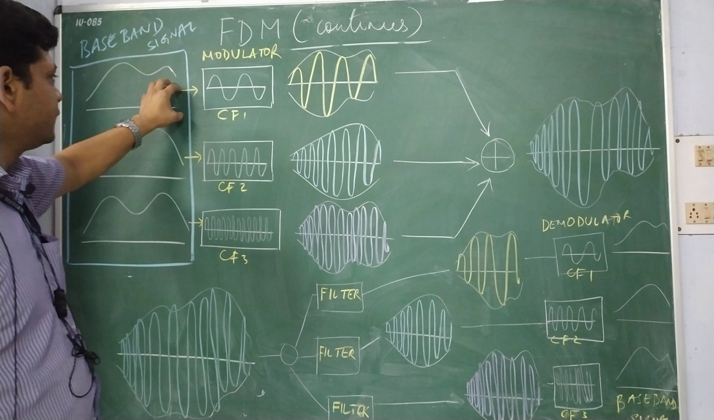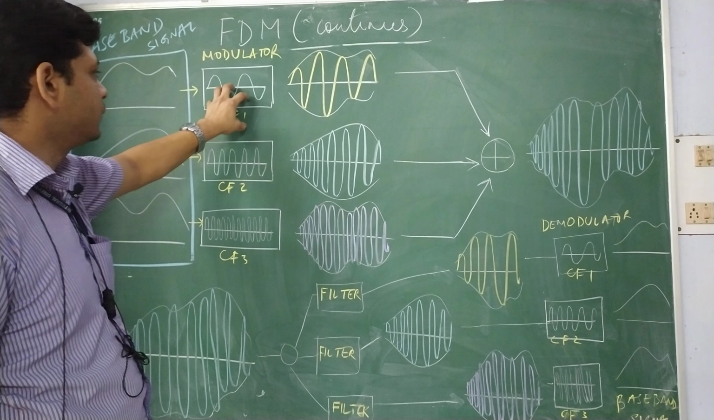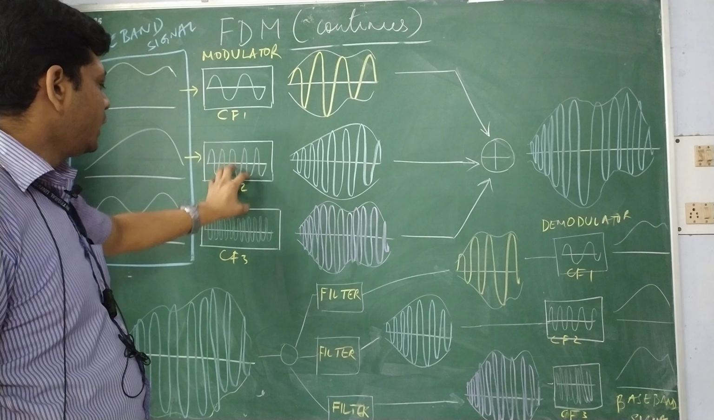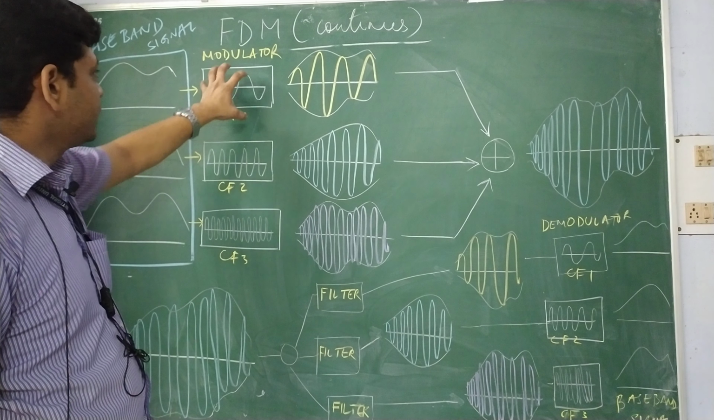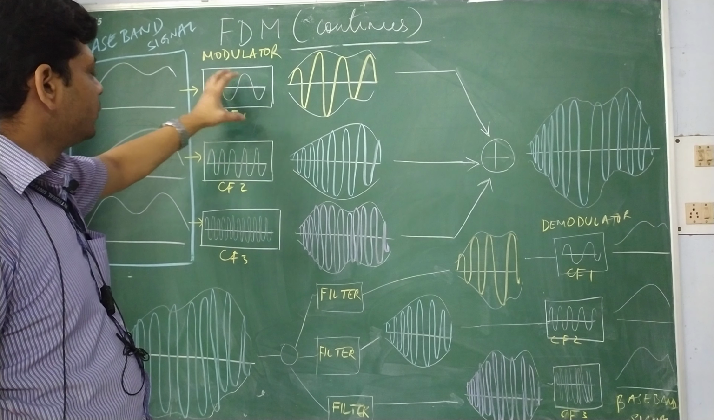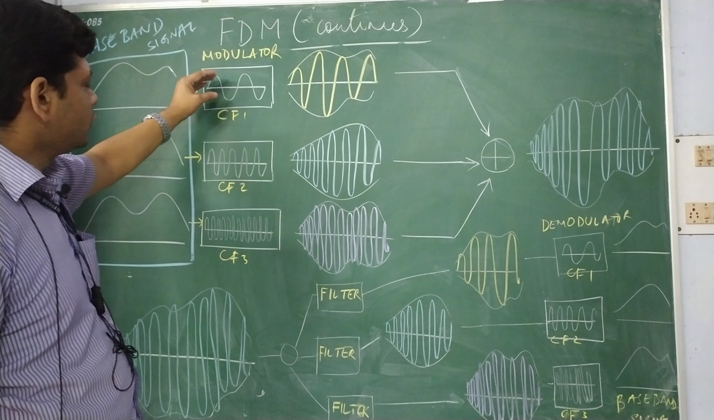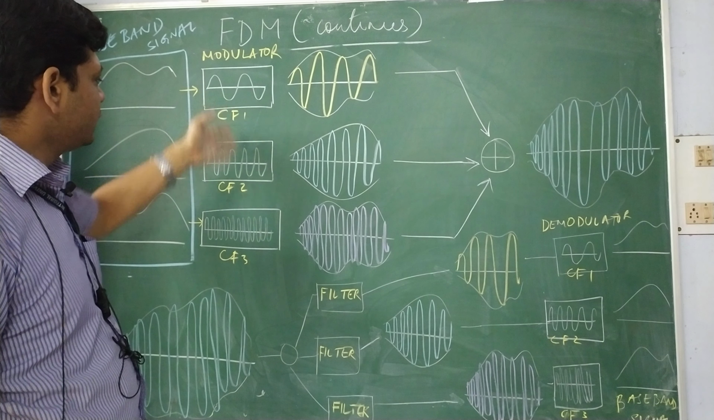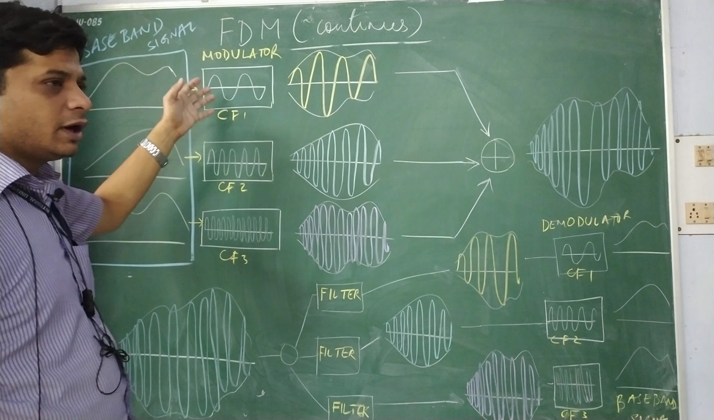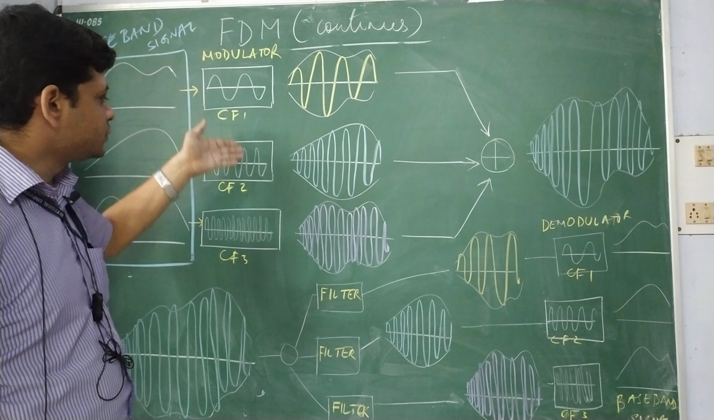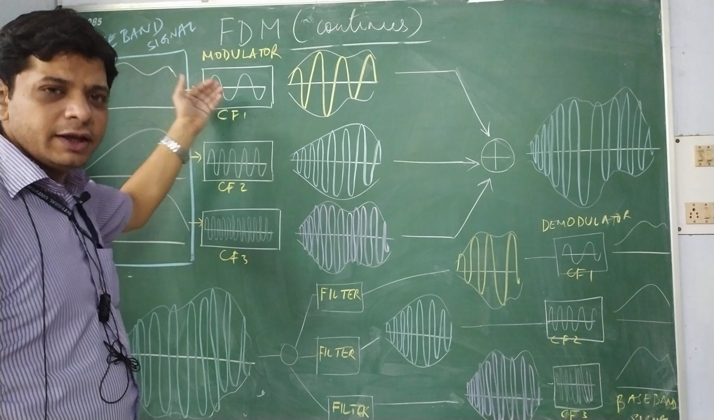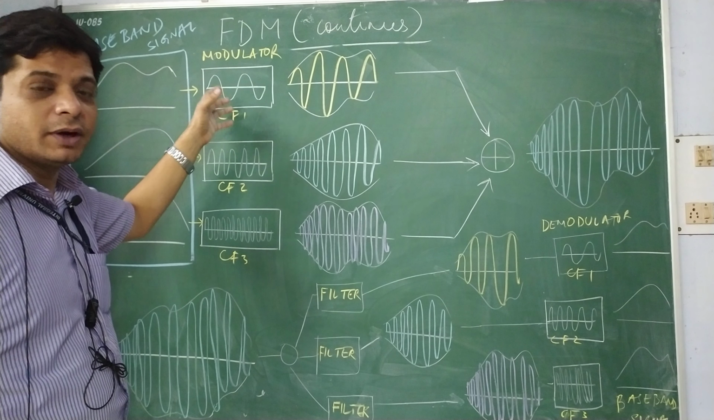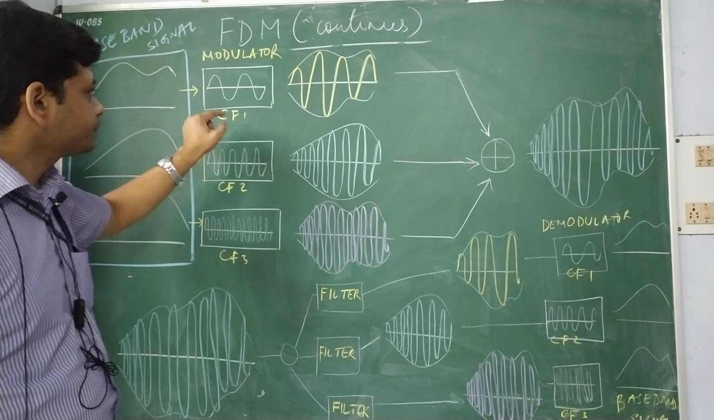Accordingly, for each and every signal we have a carrier frequency 1, carrier frequency 2 and carrier frequency 3 as a modulator, right. But the nature of the carrier frequency is different. It is not mandatory that you use this nature only. You can use any kind of nature for the carrier frequency, but it has to be continuous.